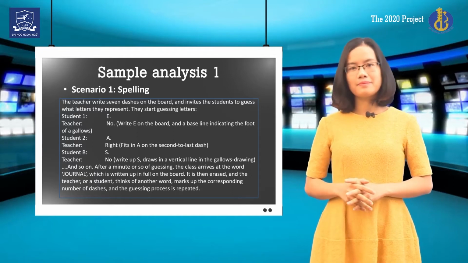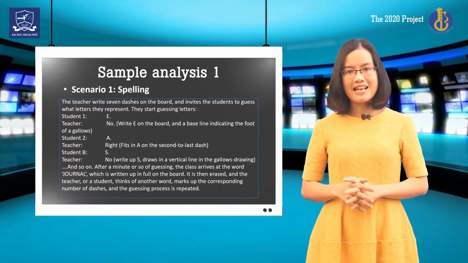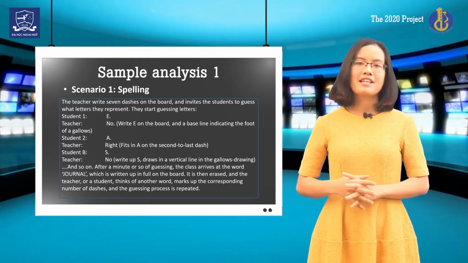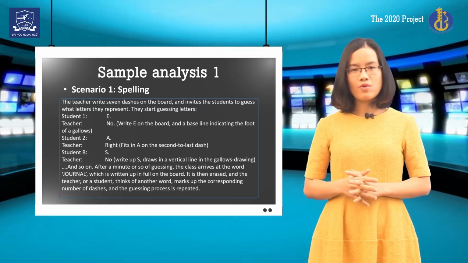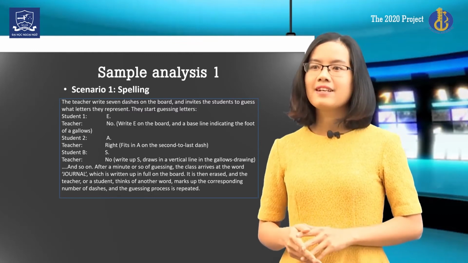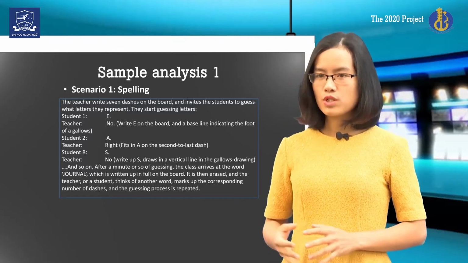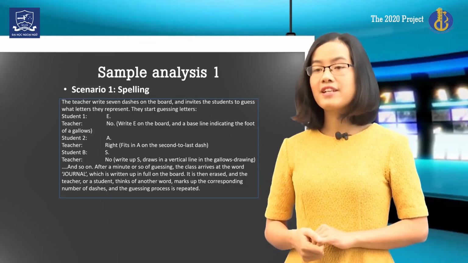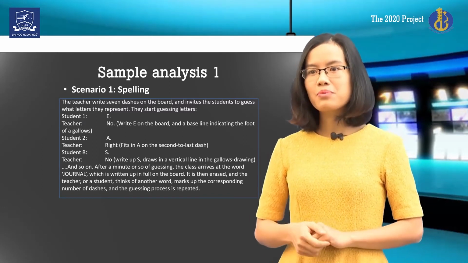Student 2 says A. Teacher writes and fits in A on the second to last dash. The next student says S. Teacher says no and writes up S, draws a vertical line in the gallows drawing. And so on. After a minute or so of guessing, the class arrives at the word junior. The word is written up in full on the board. It is then erased, and the teacher or a student thinks of another word, marks off the corresponding number of dashes, and the guessing process is repeated.